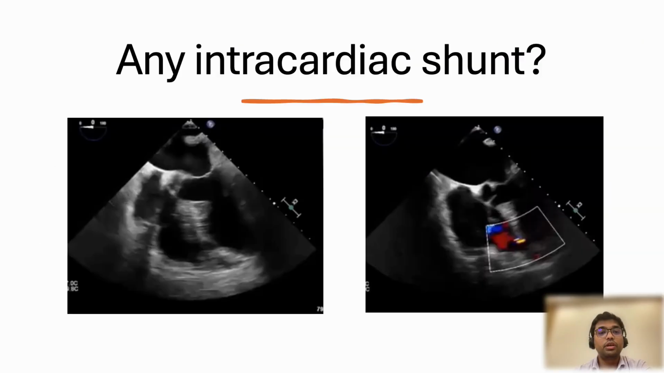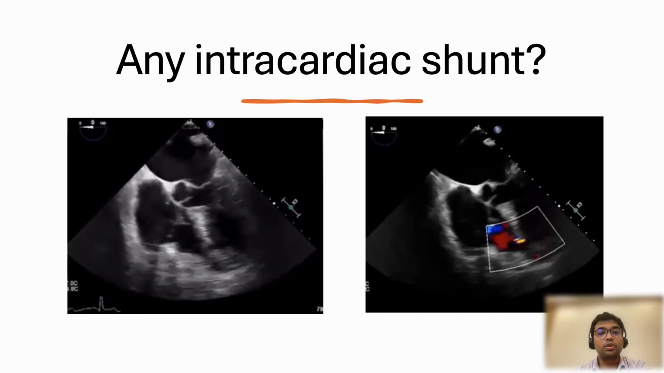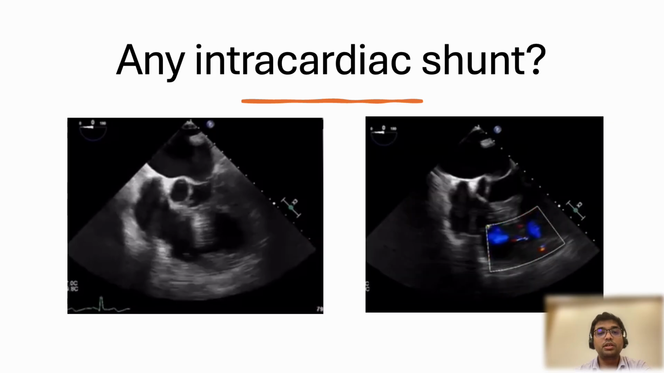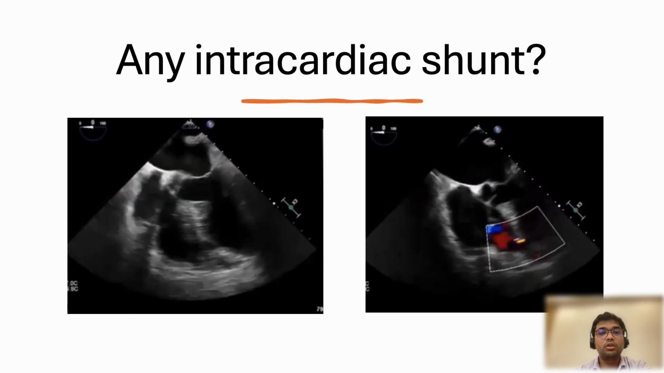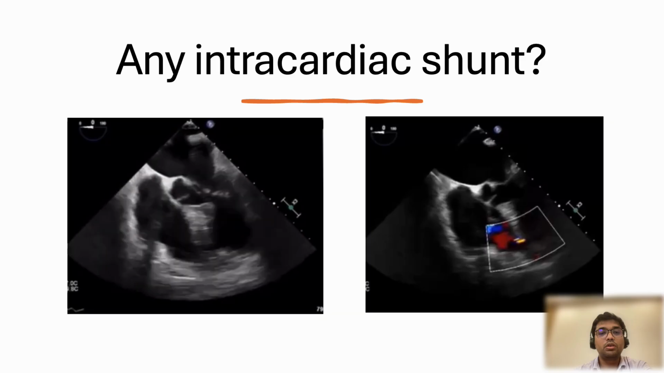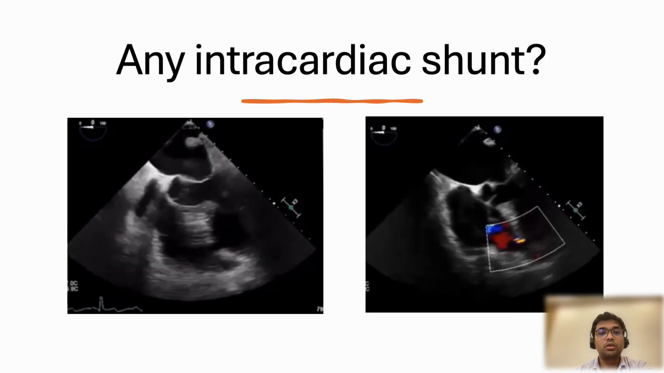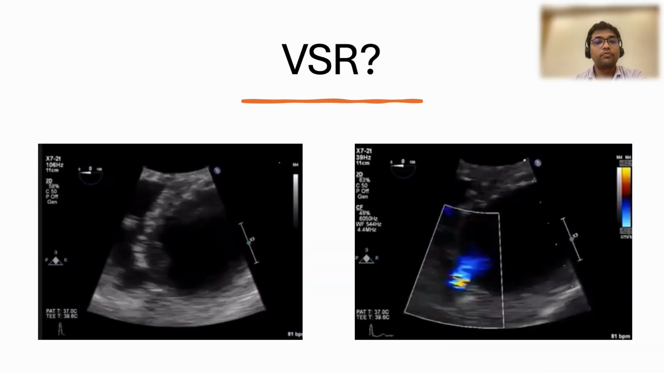We have to see whether there is any intracardiac shunt. That is, in an acute MI patient, you can see there is a gap showing in the interventricular septum. By putting a colored Doppler, you can see there is a flow through that. So this is a case of VSR.